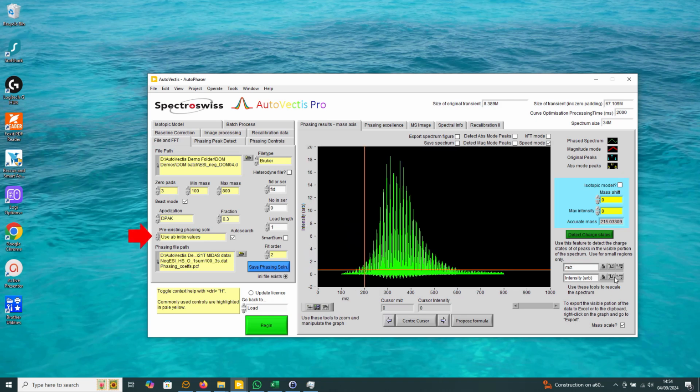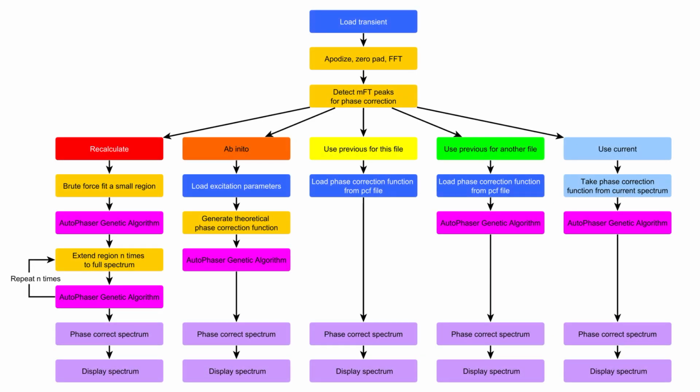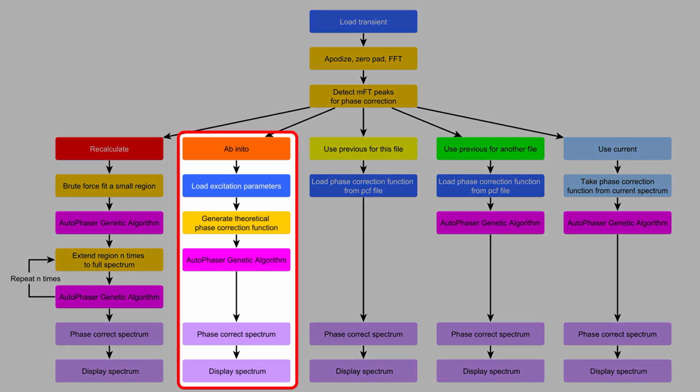In this initial run-through, I've processed this file in ab initio mode. This is the mode when AutoVectis uses any phase encoding information stored in the file to generate the initial phase correction function, and then it optimizes it across the complete spectrum. But of course, this is only one of the routes to phasing in AutoVectis. Here we can see all the available routes for generating an optimized phase correction function. And all of these routes are still available in Beast Mode. In that quick run-through, I used the ab initio mode.